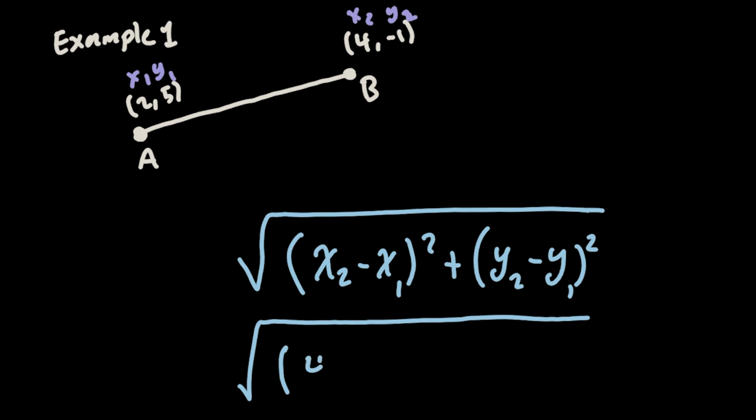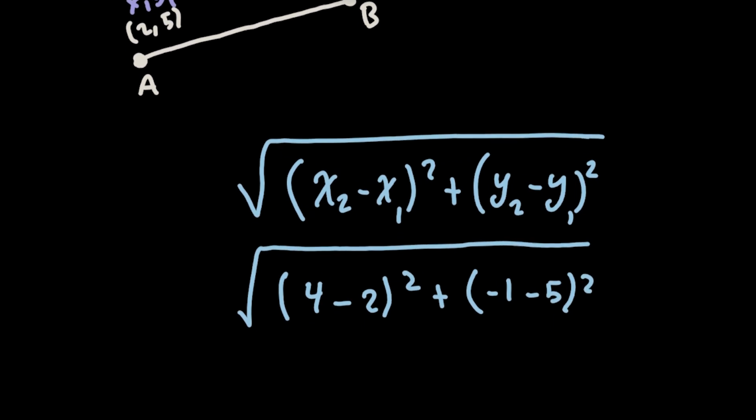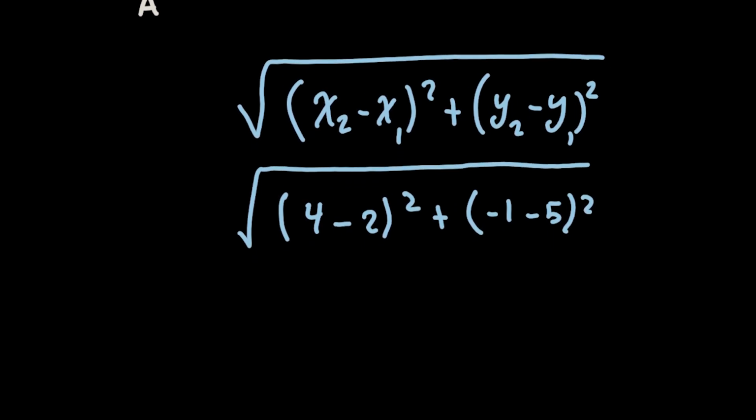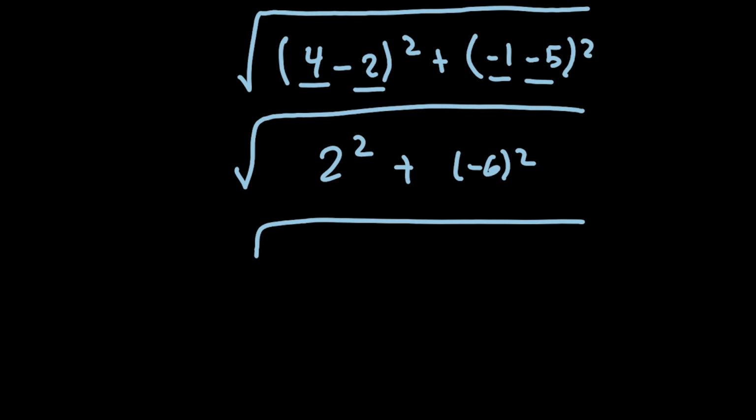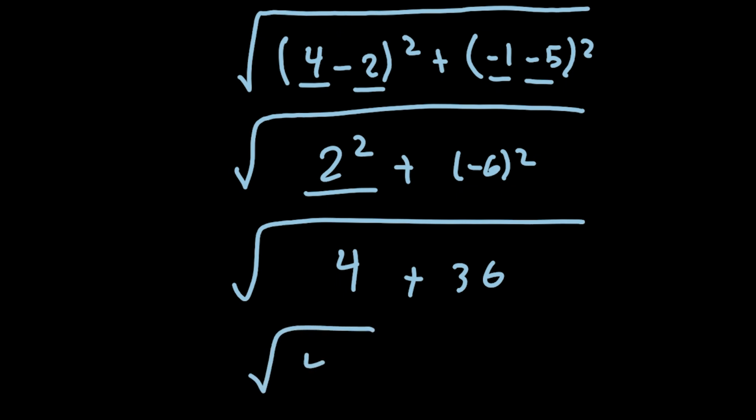So x2 is 4 minus x1 is 2, squared, plus y2 is minus 1 minus y1, which is 5, all squared. Let me just make more space. Now we can just calculate it. Here we have 4 minus 2, it's 2 squared, plus minus 1 minus 5, which is minus 6 squared. So now we have 4 plus 36, and that would equal the square root of 40.